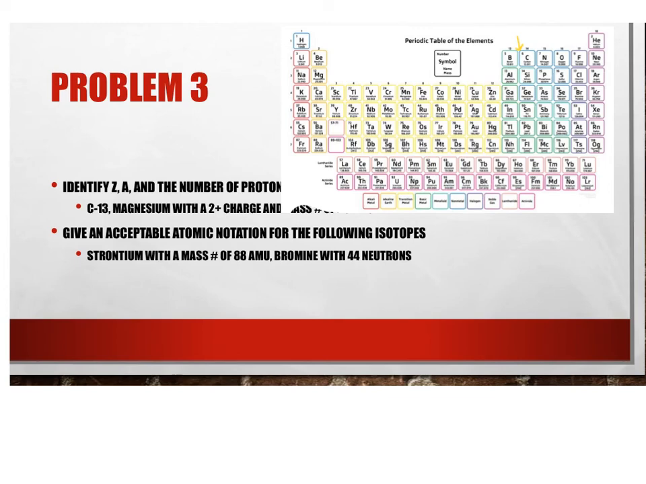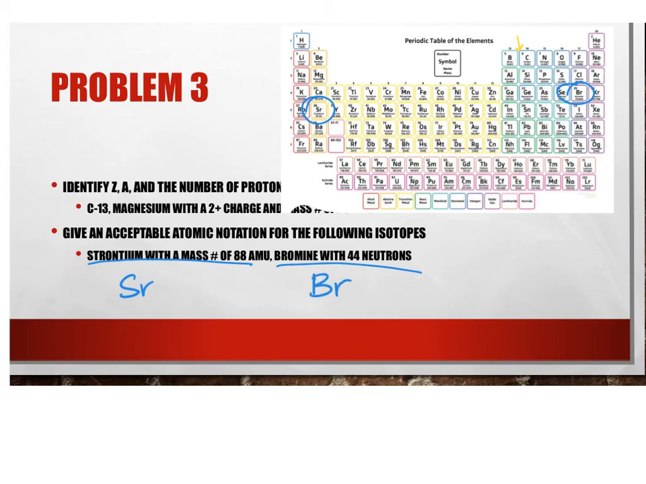So the second problem says, give an acceptable atomic notation for the following isotopes. There are 2 isotopes. One is strontium with a mass number of 88, and one is bromine with 44 neutrons. So let's start off with just giving the atomic symbol for strontium. That's right here, that's Sr. And for bromine, that's right here, that is Br.